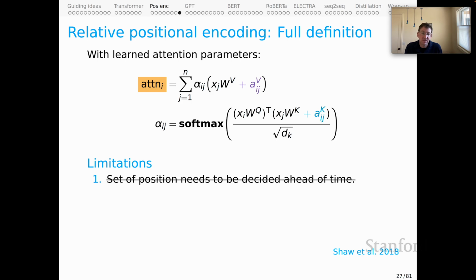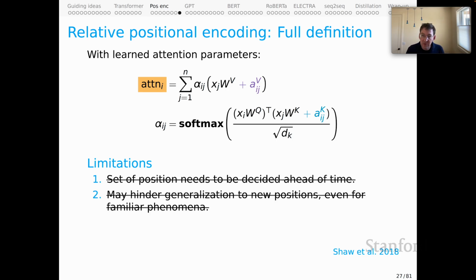So let's think about our two crucial questions. First, we don't need to decide the set of positions ahead of time. We just need to decide on the window. And then for a potentially extremely long string, we're just sliding it around in it using a relatively few number of positional vectors to keep track of relative position.